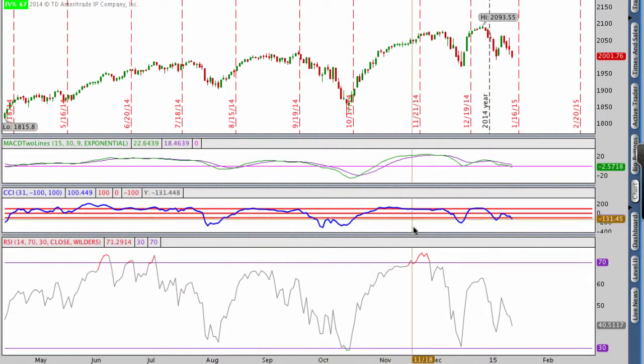Now RSI is a little bit different. RSI is a judge of relative strength in the index or the stock that you're looking at, and with RSI you are looking for these overbought and oversold ranges.